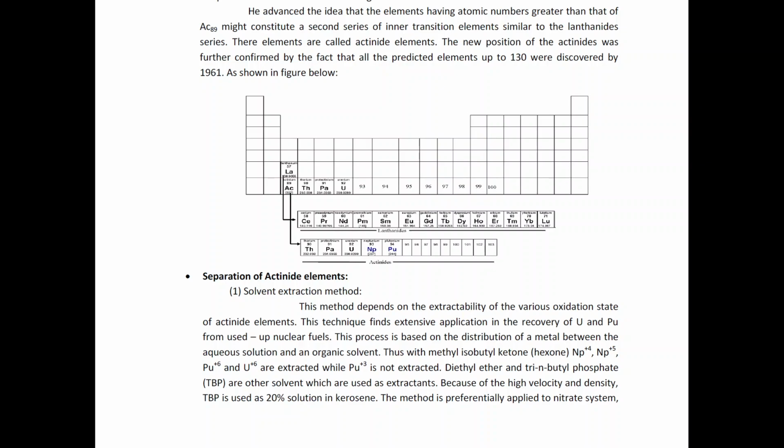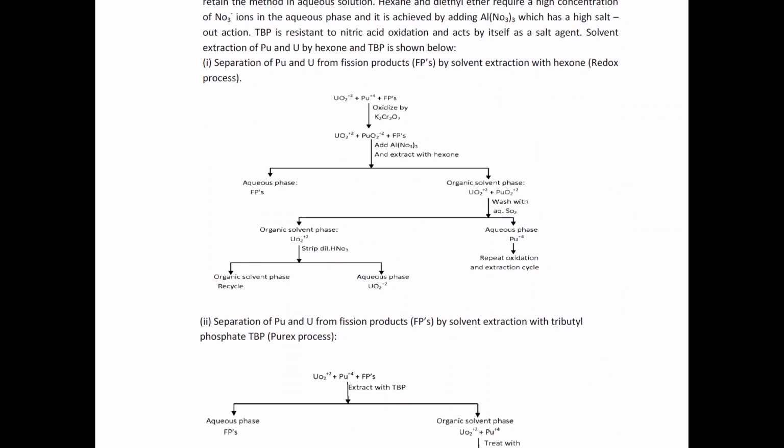Now, separation of actinide elements can be done by many methods. The first one is solvent extraction, as we have already read. Because of its high viscosity and density, TBP, which is tri-n-butyl phosphate, or a dithilateral, is used. This method is preferentially applied to a nitrate system. In this chart, UO2 2+ and Pu4+ are oxidized by K2Cr2O7, then AlNO3 salting out, and extracted with hexane.